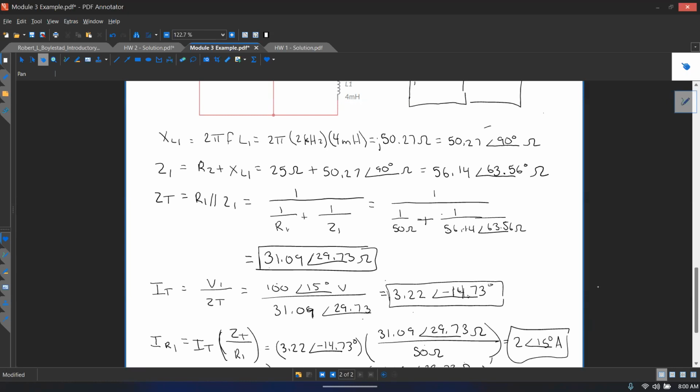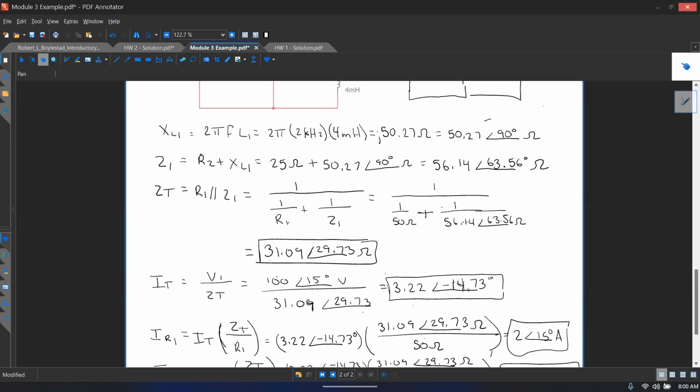All right. So to calculate your total current, you get your voltage source, which is V1, divided by Z total, which gives you 3.22 at an angle of negative 14.73.